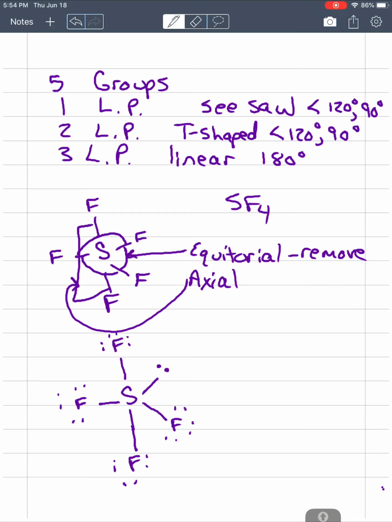So if you're looking at that, what you get is basically something that's straight, and then going into the plane of the paper is one fluorine, and then coming out of the plane of the paper is another fluorine. So basically you've got something that kind of looks like this, which is kind of like a seesaw.